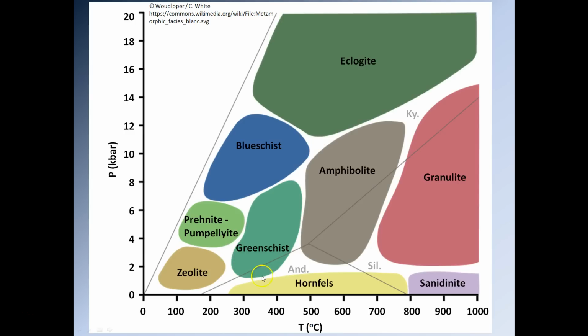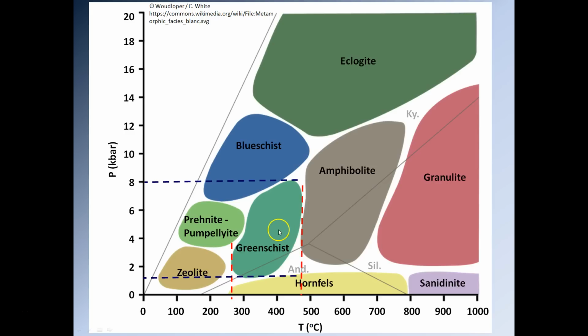So if I was to metamorphose a basalt to between about 275 and about 475 Celsius, and between about 1 kilobar and 8 kilobars pressure, I would fall in this zone here, which is called the greenschist facies. In this zone there are three minerals that are stable: chlorite, epidote, and actinolite. If I have those three minerals together in a rock at the same time, I know I must be in the greenschist facies field.